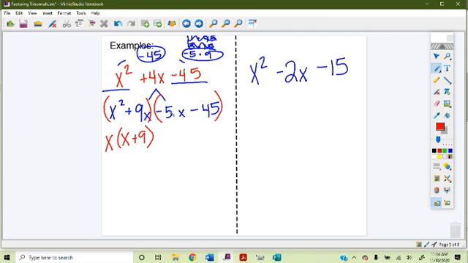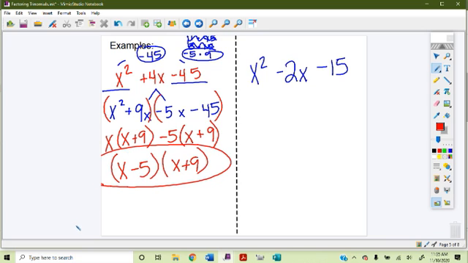Now here, negative 5 and negative 45 both share negative 5. So negative 5 times 1 would be negative 5, so just plain old x is left. Negative 5 times positive 9 would be negative 45. And so I get x minus 5 and x plus 9. That is the factored form of that.